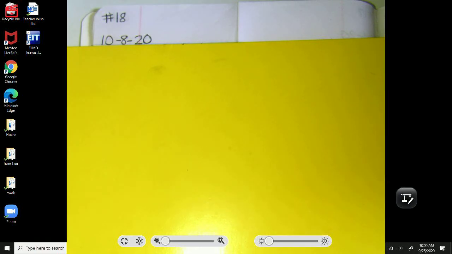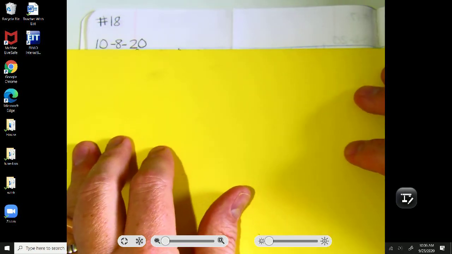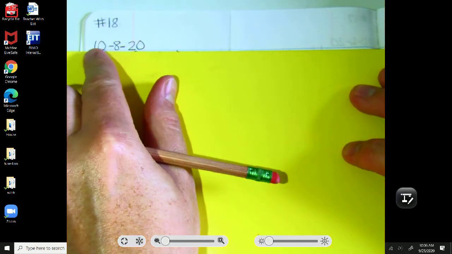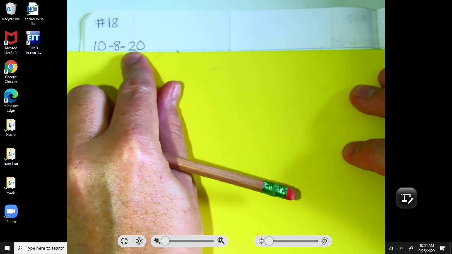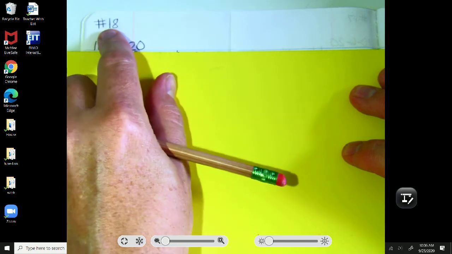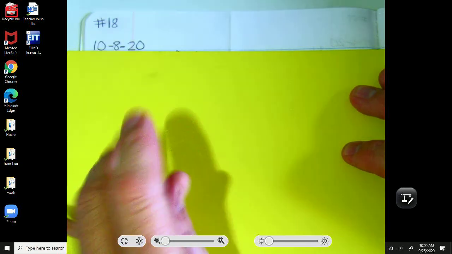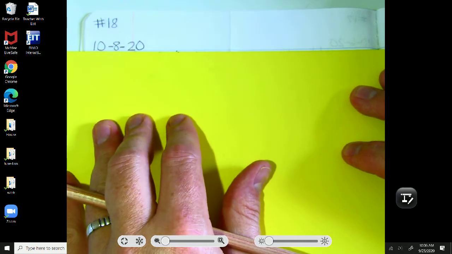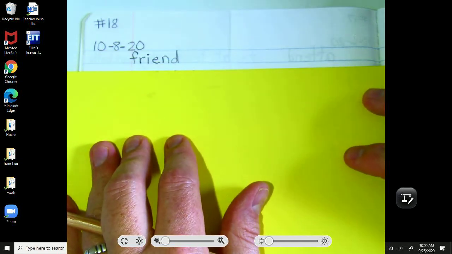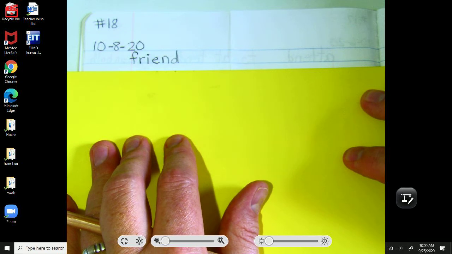Well, here we are at another exciting spelling lesson. We are on the 8th of October, so 10/8 of 2020. It is spelling lesson number 18 today. Scholars, we're going to start comfortably close to that red margin, writing the word friend.